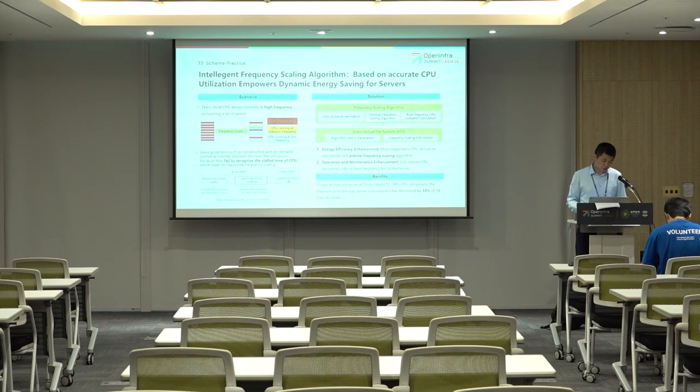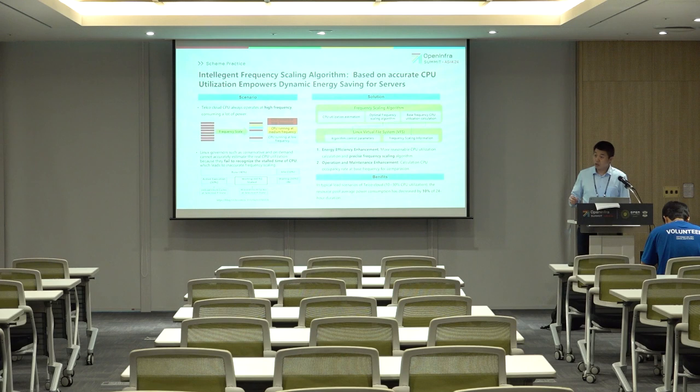First, I will introduce frequency scaling. As we know for the computer, the CPU runs on a fundamental frequency, and it can also support a higher and lower frequency based on the requirement. So if we can enable this feature when the traffic is lower, we can save power consumption.